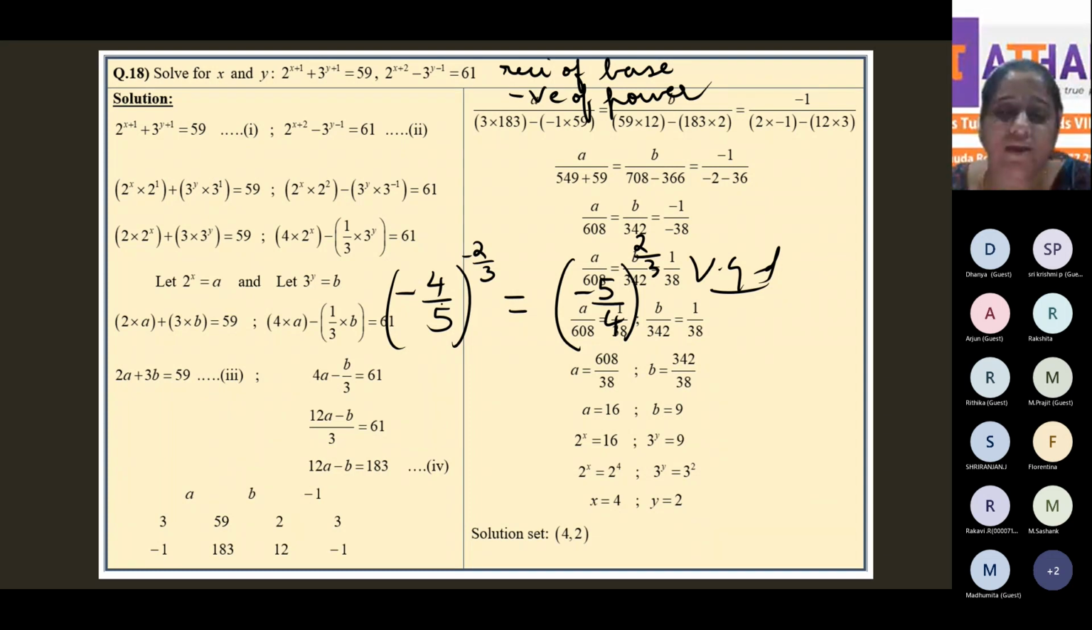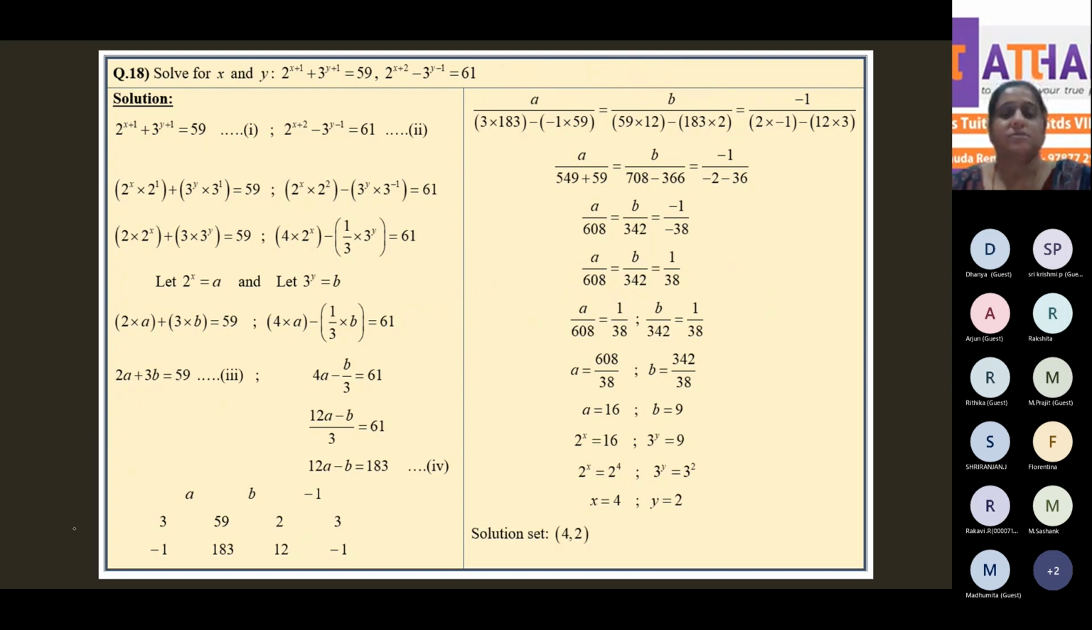So minus 4/5, its reciprocal is minus 5/4. Negative of the power: minus 2/3 will become plus 2/3, and plus 2/3 will become minus 2/3. So the equivalent of this is this. Okay.